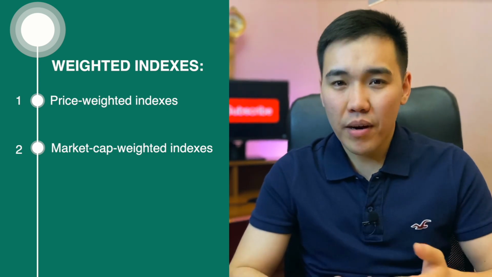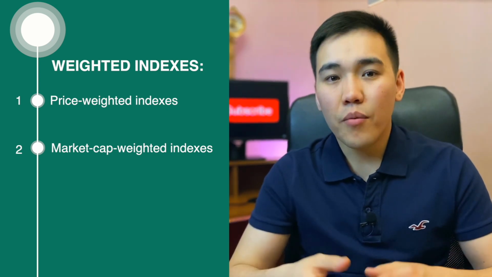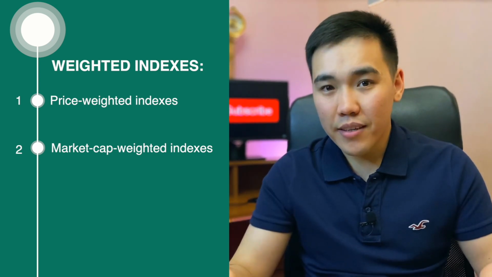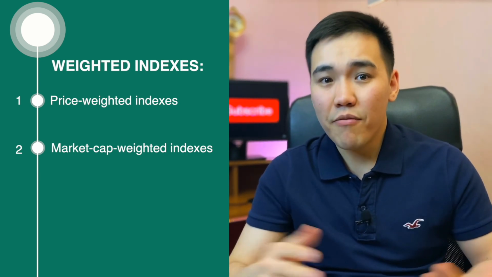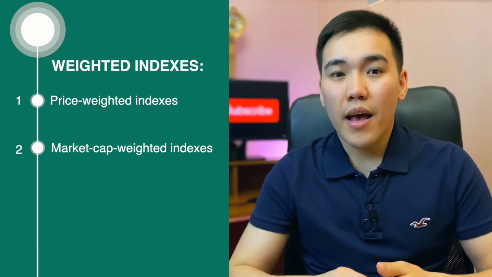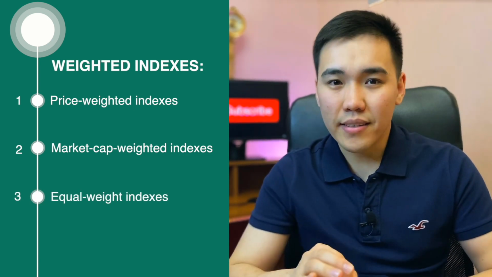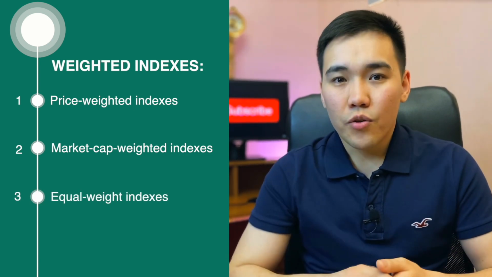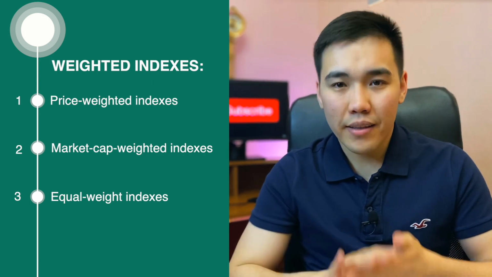Both the S&P 500 and the Nasdaq Composite are market cap weighted, and large companies like Apple and Microsoft have much greater weightings than the smaller companies that make up the indexes. And the third way is equal weight indexes, which give the same weighting to each stock, regardless of price, market cap, or any other factor.